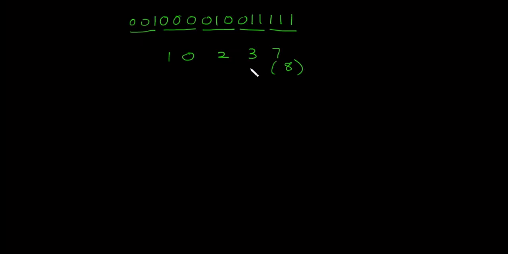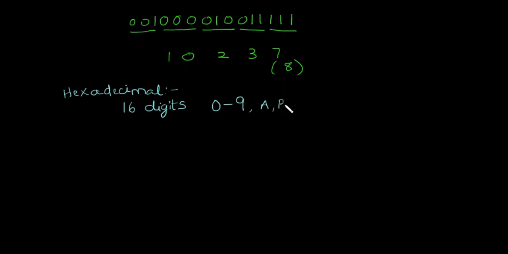Friends, similarly, we do have something called the hexadecimal number system. Hexadecimal means there are 16 digits in it. In decimal number system we have 10. In hexa we have 16, starting from 0 to 9. Then we have A, B, C, D, E and F.